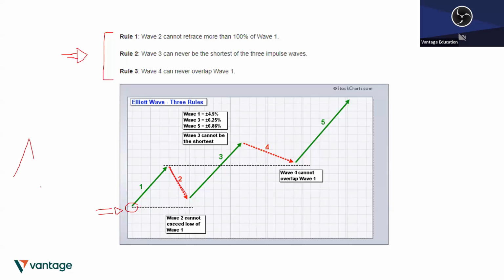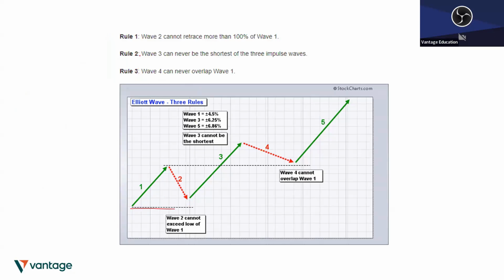Okay, that's all it's saying. So it cannot do this and then this. Okay, it needs to do this and then it cannot pass the starting point and then it just continues with its move. Okay, so wave 2 basically cannot pass the starting point of wave 1. That is the first rule in Elliott wave. This cannot be broken no matter what.